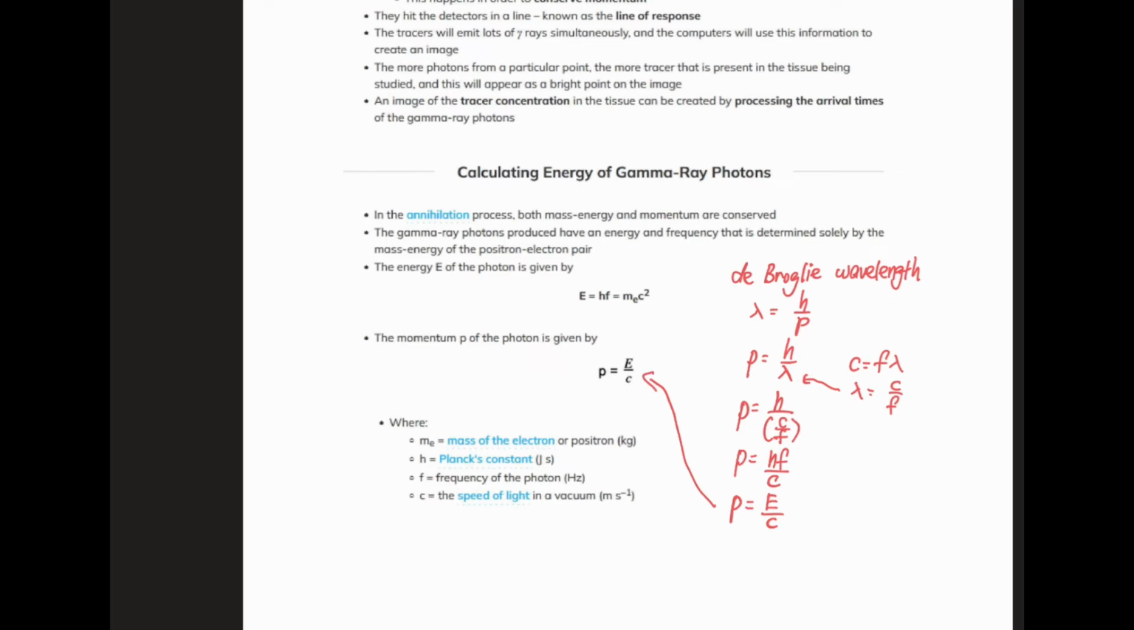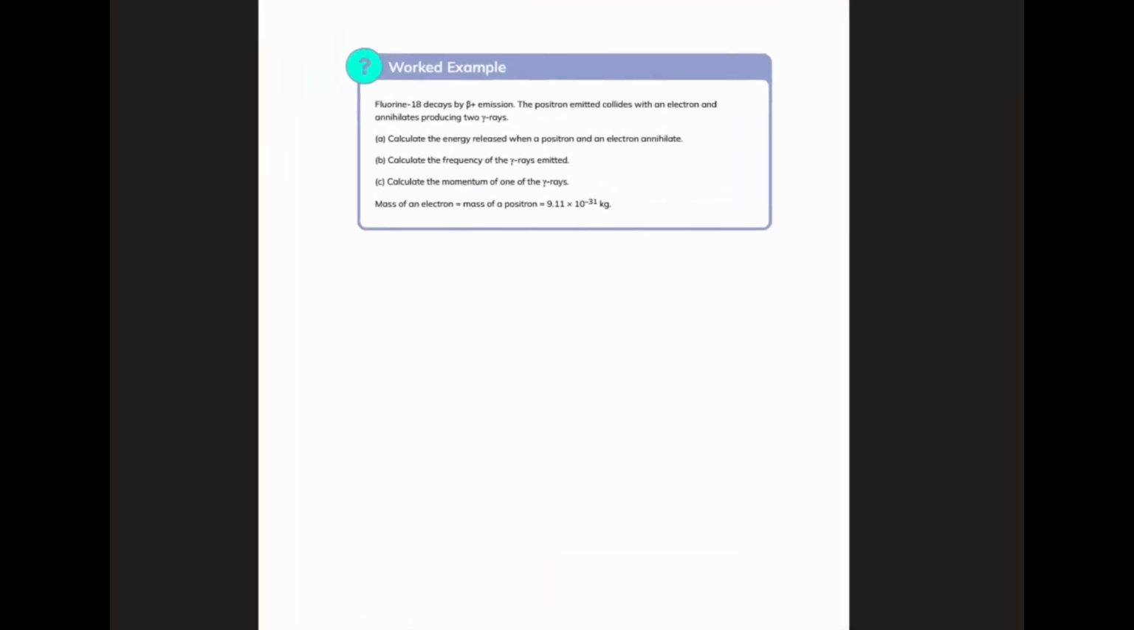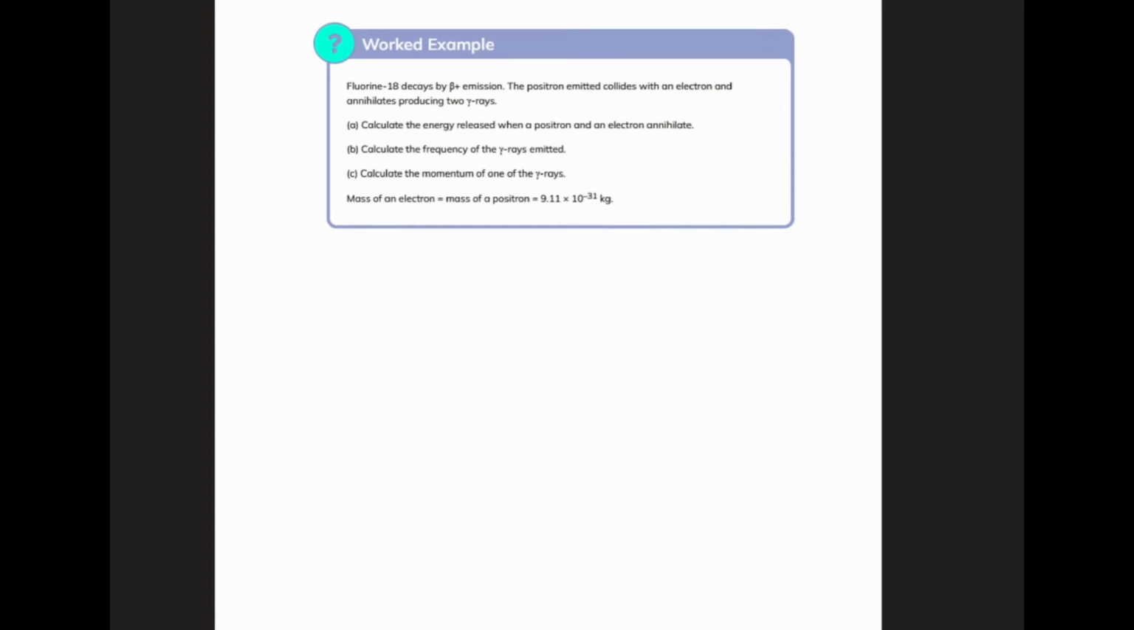Now let's move on to the next page. On this page, we have an example. Okay, let's see this example. Fluorine-18 decays by beta-positive emission. The positron emitted collides with an electron and they annihilate, producing two gamma rays. So A, calculate the energy released when a positron and an electron annihilate.